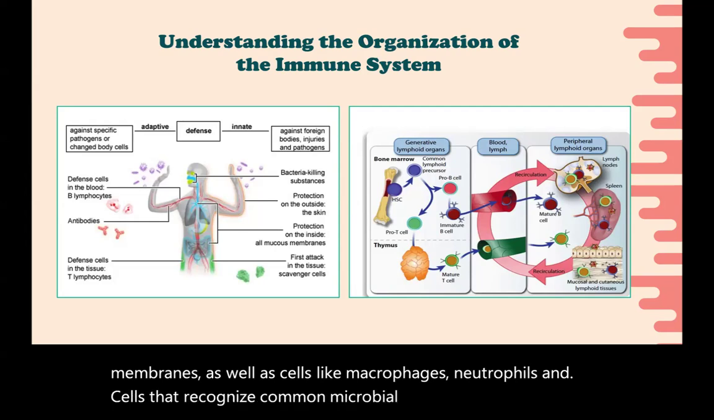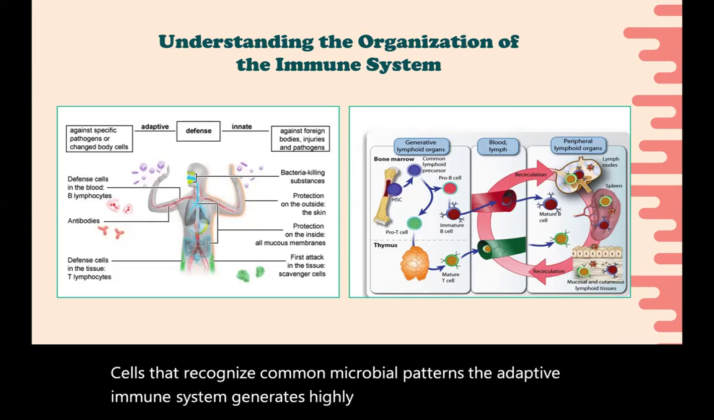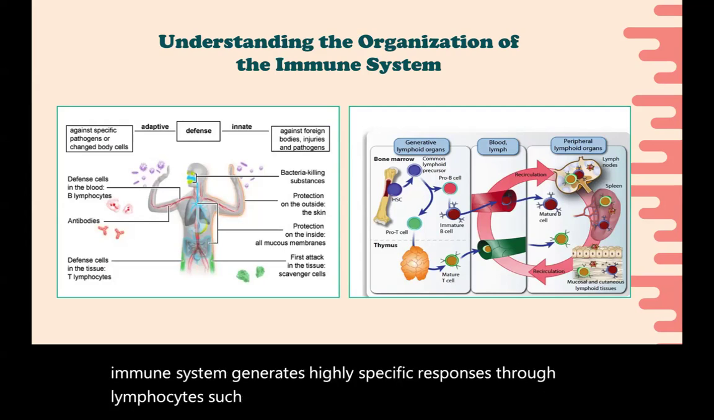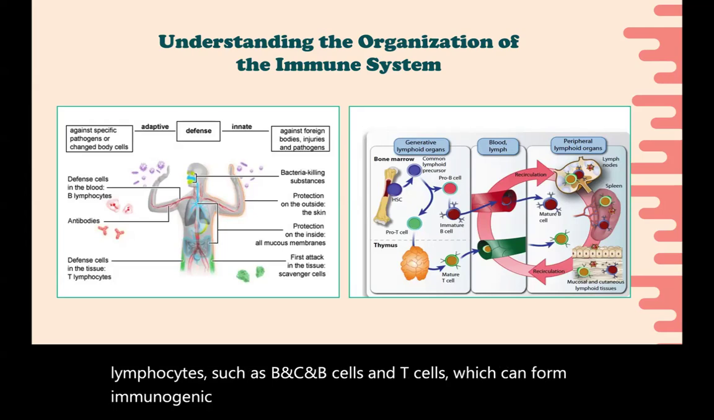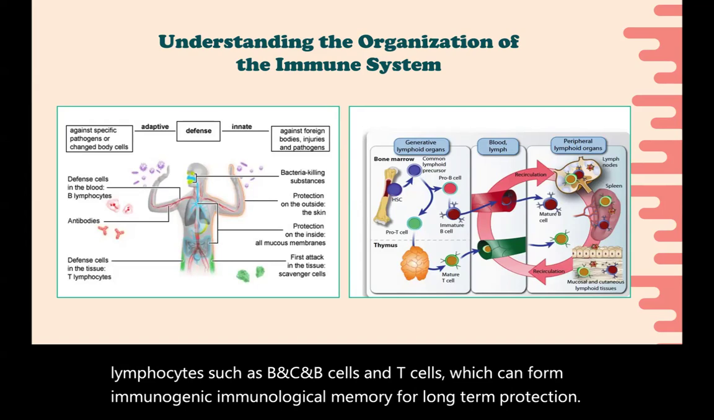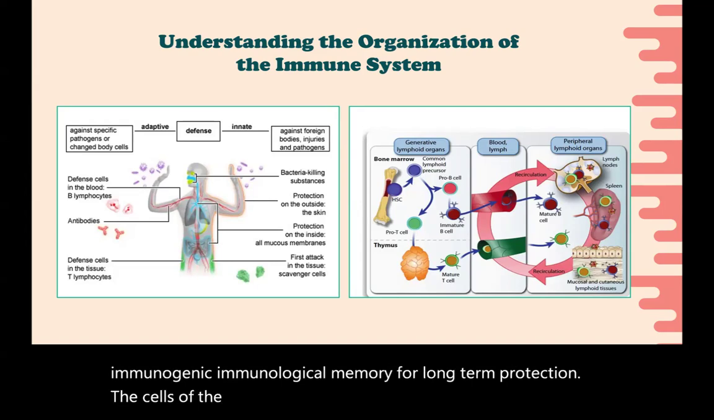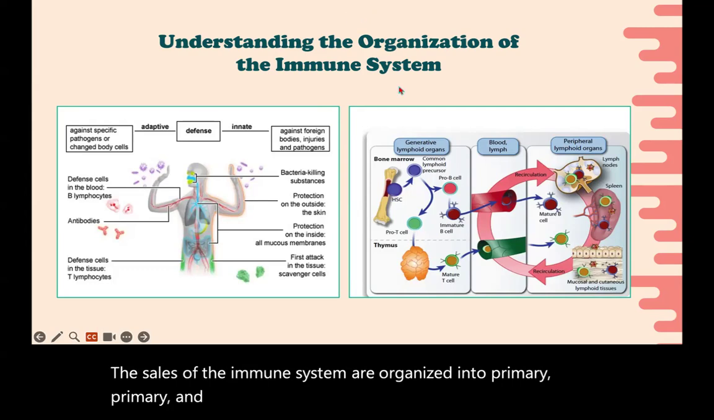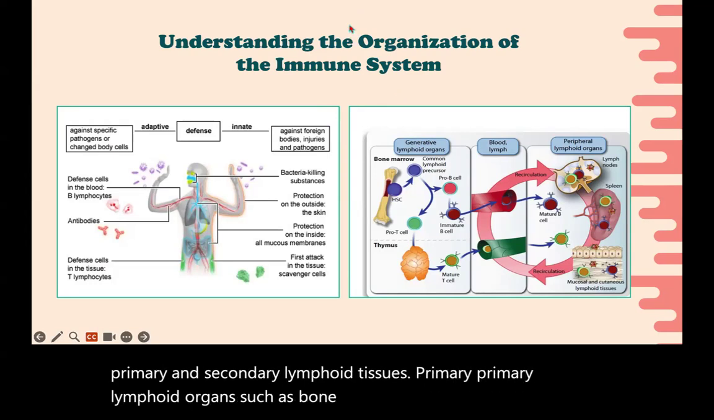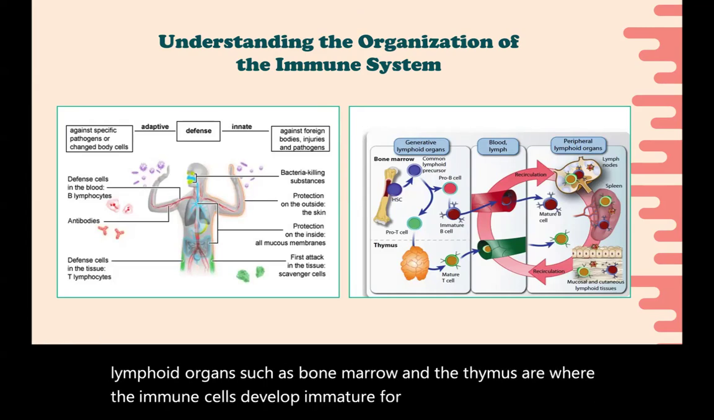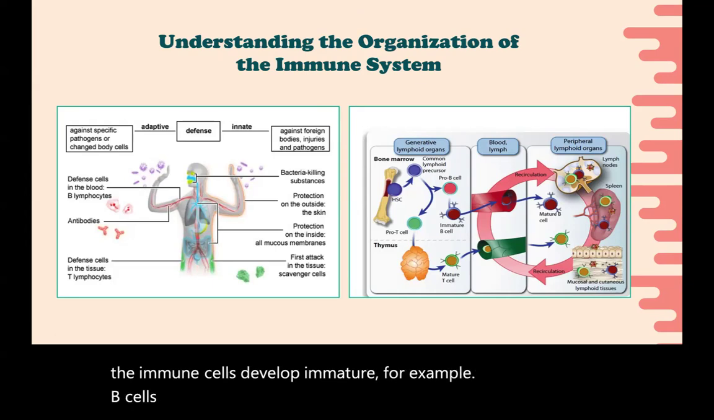The adaptive immune system generates highly specific responses through lymphocytes such as B cells and T cells, which can form immunological memory for long-term protection. The cells of the immune system are organized into primary and secondary lymphoid tissues. Primary lymphoid organs, such as the bone marrow and the thymus, are where the immune cells develop and mature. For example, B cells mature in the bone marrow, while T cells mature in the thymus.